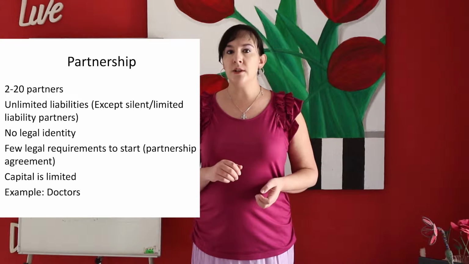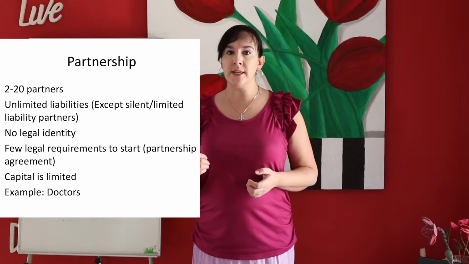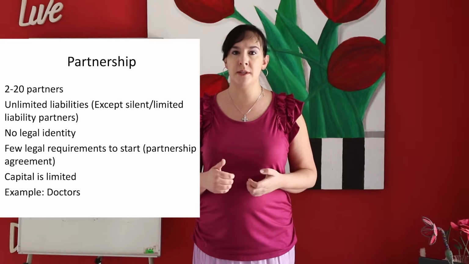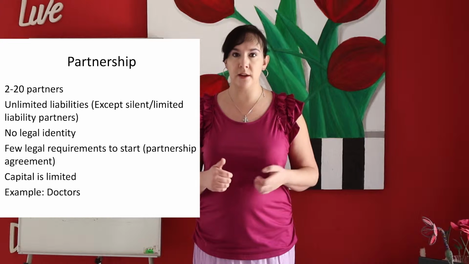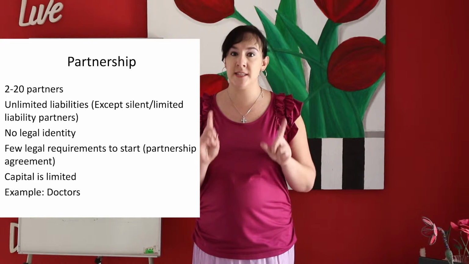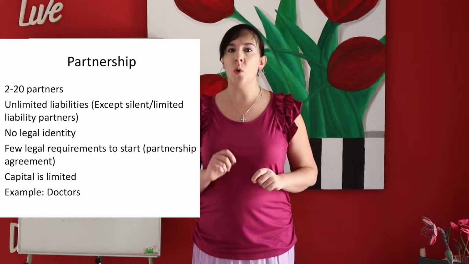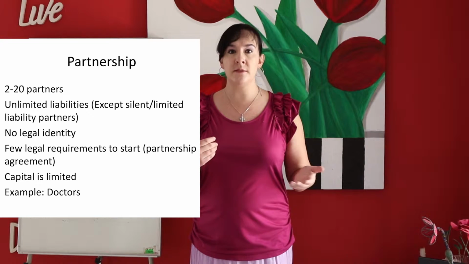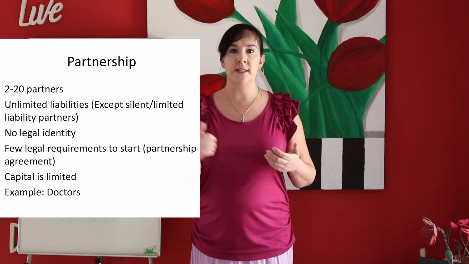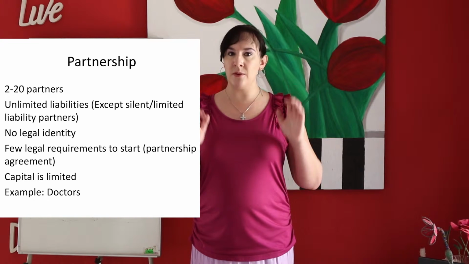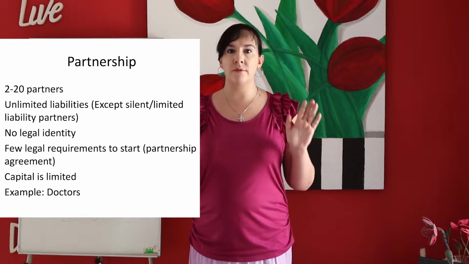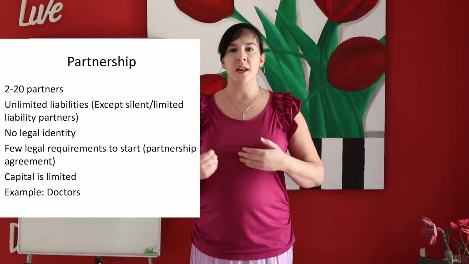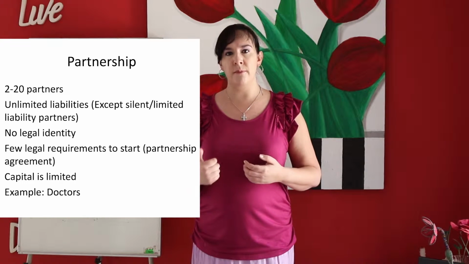Partnerships. Partnerships normally have 2 to 20 partners. They also have unlimited liabilities, like your sole trader, except for silent or limited partners. These are partners that invested money or their skill in the business and want no part of the liability section of the business. In other words, they are exempt from the liability.